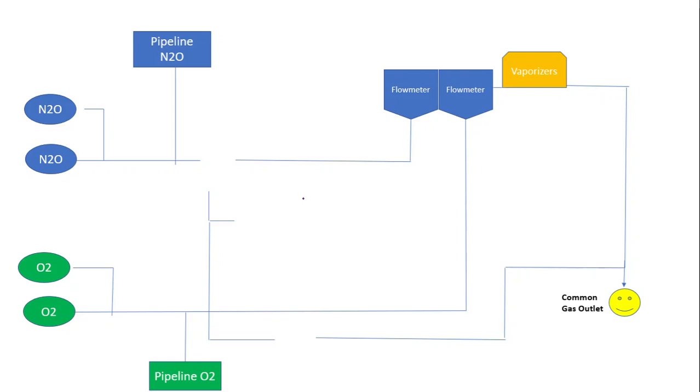In this video, we're going to talk about the pathway that oxygen and nitrous oxide take in order to reach our patient. I'm not just talking about the path it takes in the circle system, I'm talking about the whole path it takes from the pipeline source outside of the hospital in order to get to the common gas outlet. So we're going to be talking about our anesthesia workstation.